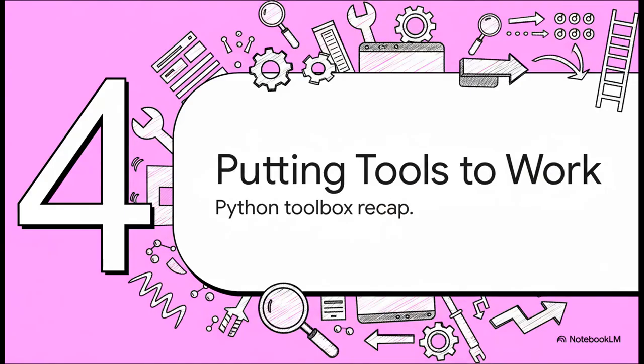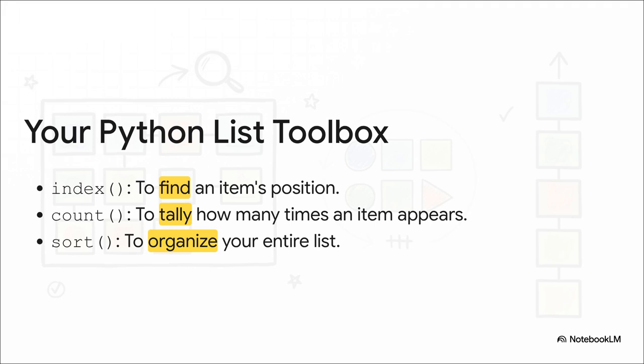So, let's step back and do a quick recap of the powerful new tools we've just added to our Python toolbox. You've just equipped yourself with 3 absolutely essential list methods. You now have index to find an item's location, count to tally its frequency, and sort to organize your data exactly how you need it. Find, tally, and organize. Those are 3 core skills for wrangling data in Python.